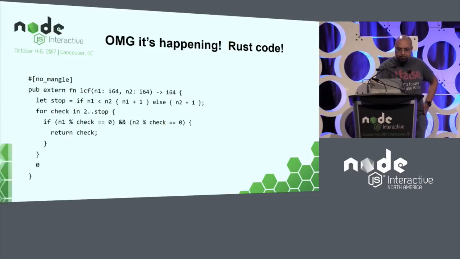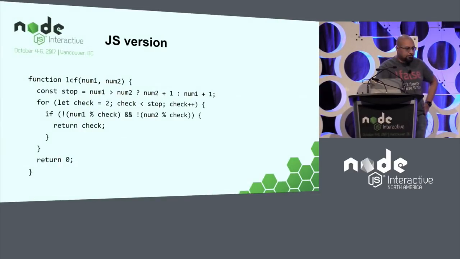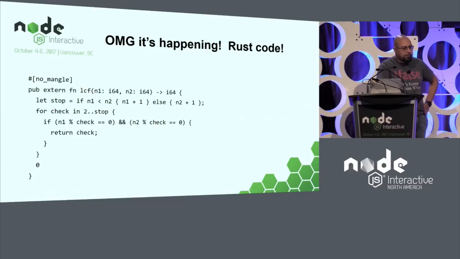Again, we don't have the let check. We just have for check in i to stop. We will check each variable with a modulus, return the check, or return 0. Again, notice that we can return early with the return keyword, or we just have the 0 by itself as the last line with no semicolon, so that'll be returned if it gets to that point.